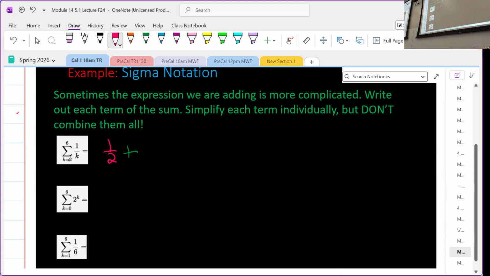Now I plug in my next number, 3. So now I have plus a third, plus my next number is a fourth, plus a fifth, plus a sixth, plus, oh wait, 6 is where we're stopping. So done. Now, certainly I could punch that on the calculator and add it up. Not the point here, though. The point is just to understand the way the notation works.